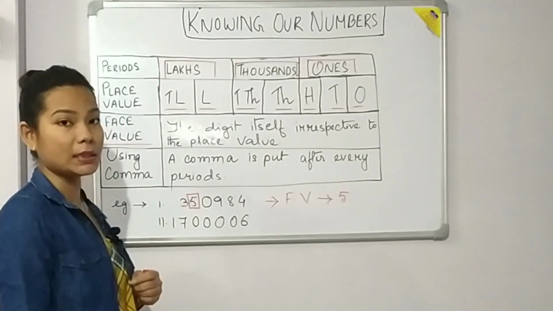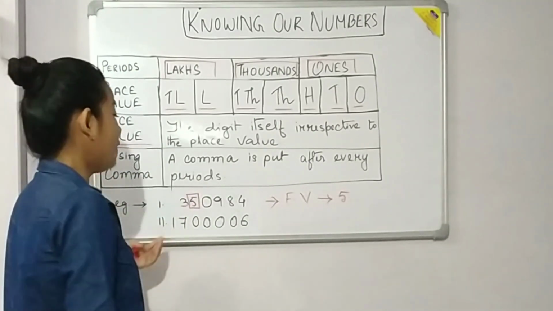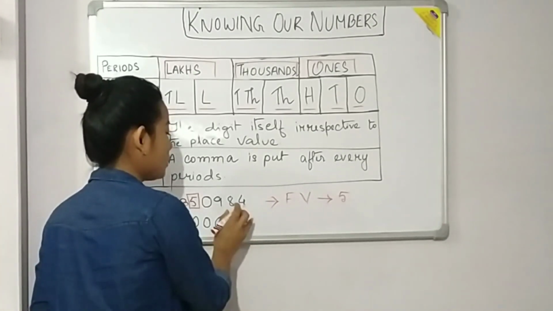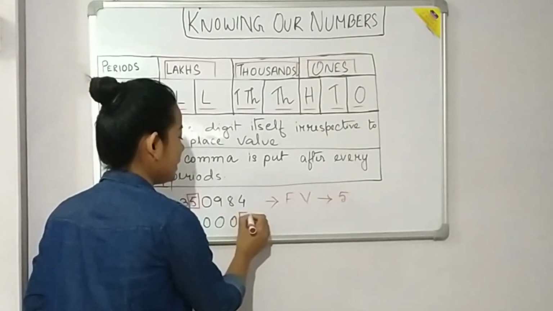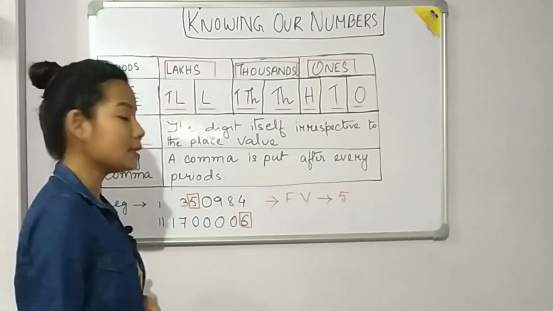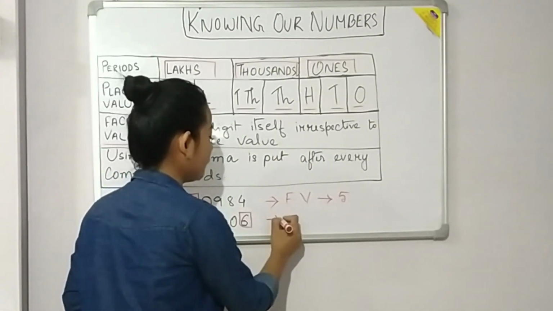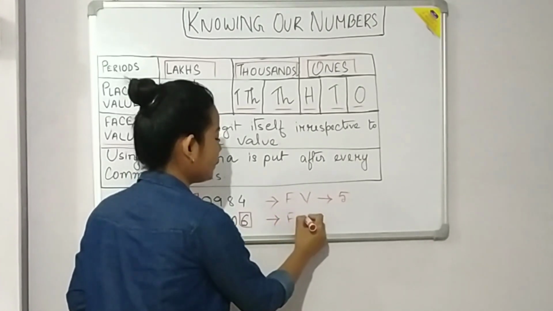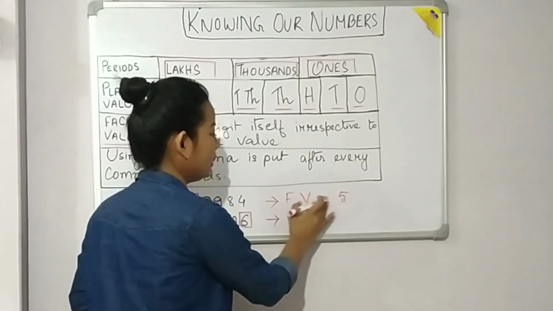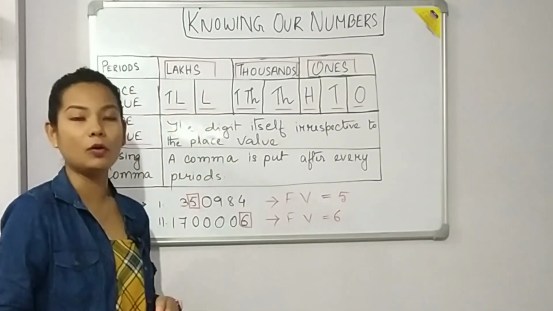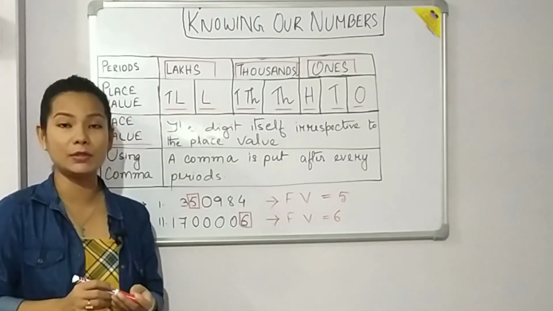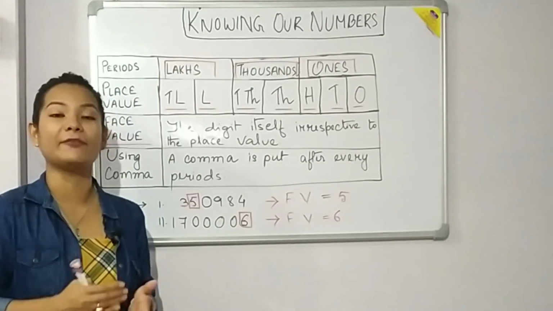Now if anybody asks you to find out the face value of ones place, so let us count. In ones place, what is the digit provided to us? It is 6. So the face value of ones place will be nothing but 6. So I think all of you have understood what are periods, what are place values, what are face values.